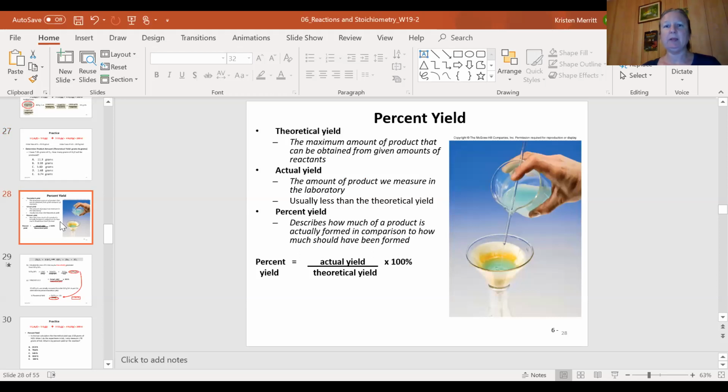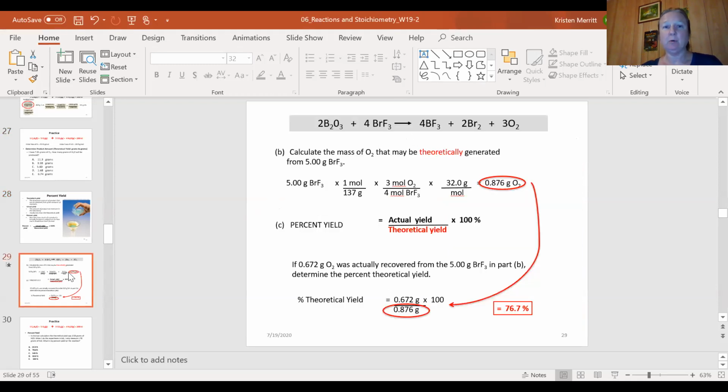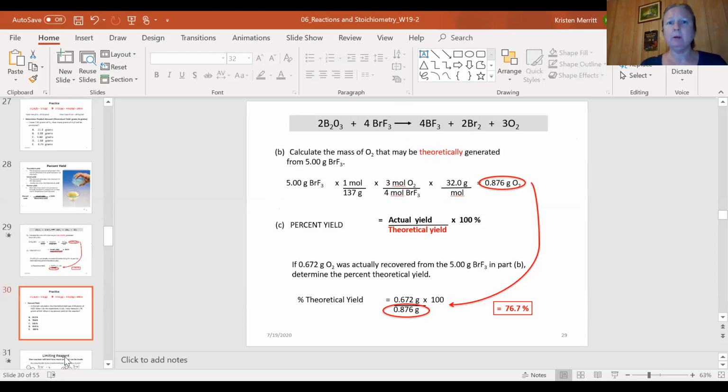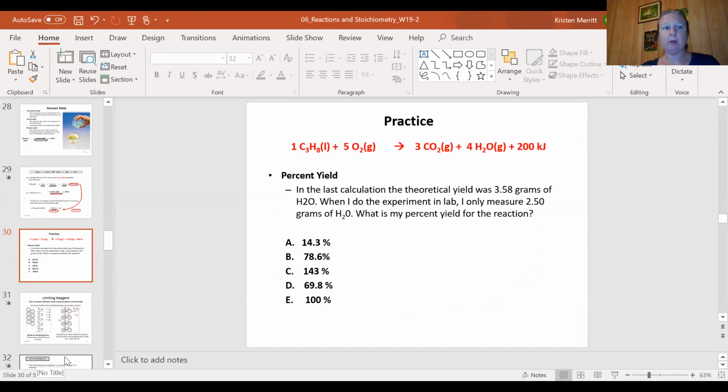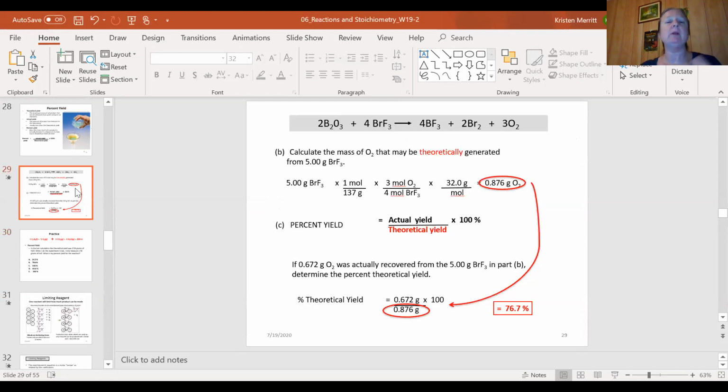And very simply, you take your actual yield, divide it by your calculated or theoretical yield, times 100%. It's times 100% because it's a percentage. So I'll work this on the whiteboard. We have 2 examples to work on the whiteboard, but it's really a very simple concept, so I won't go too much into it.